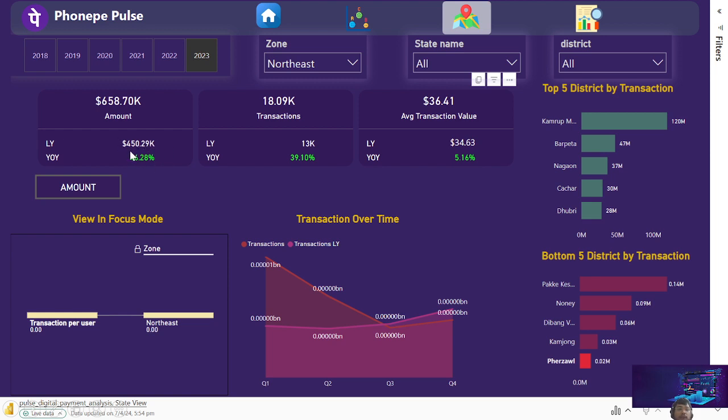Last year, the total amount processed was 450.29 thousand dollars. Now this year it is 658.70K. Last year the total transaction was 13K. Now it has increased by 39.10% and rose to 18.09K. The average transaction value has also increased.